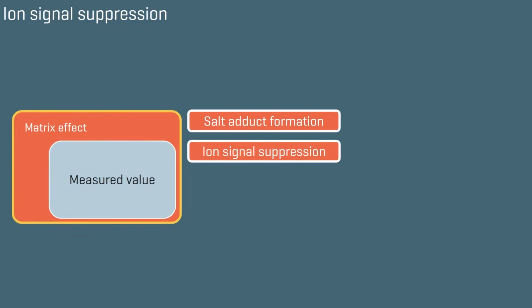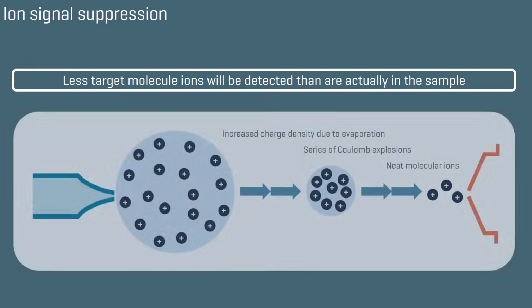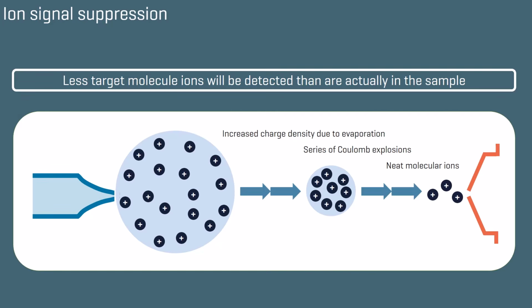Another aspect of the matrix effect is the ion signal suppression. Ultimately, this means that fewer ions are detected than are actually present in the sample. To further understand the circumstances leading to ion signal suppression, let's briefly recap the events which take place during the ion formation process. We focus on electrospray here, but you can apply the conclusions to APCI as well.